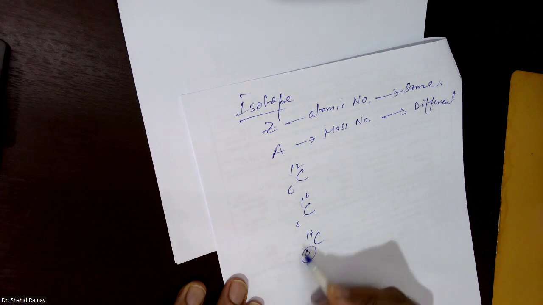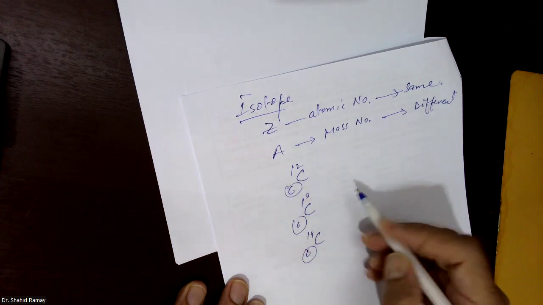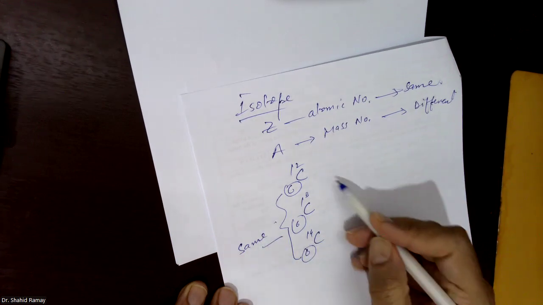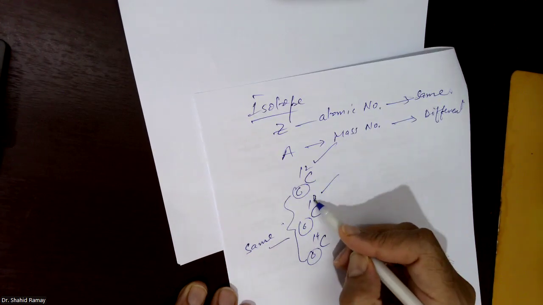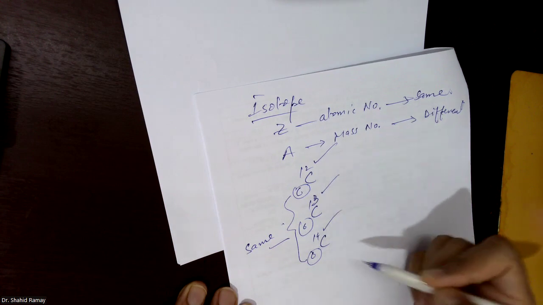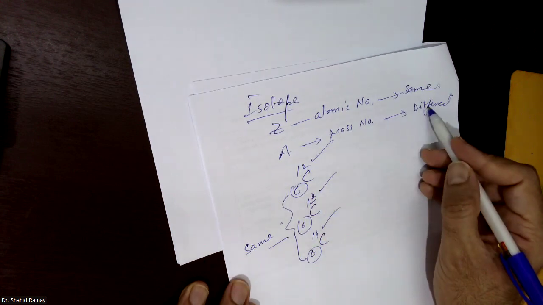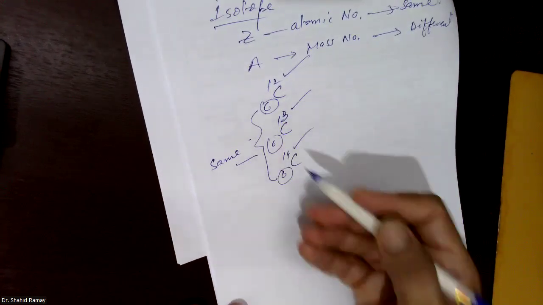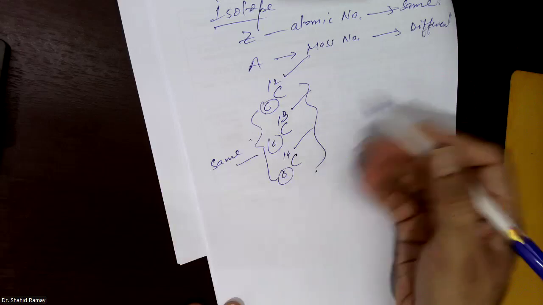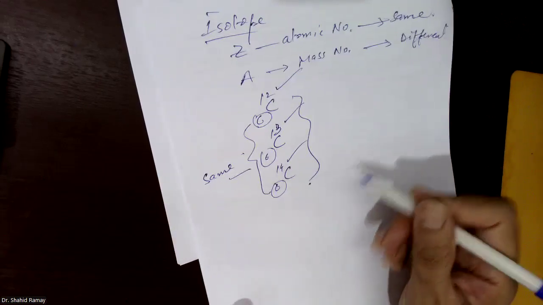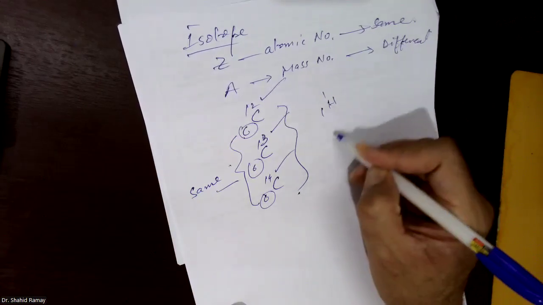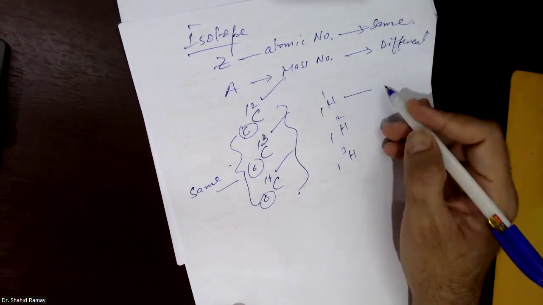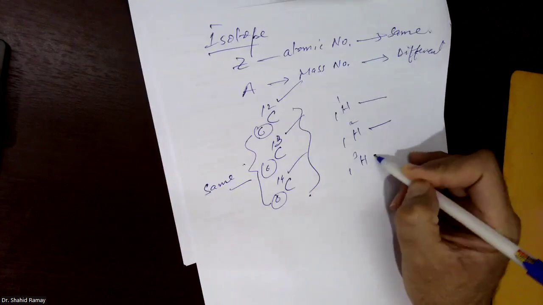So here you can see the 6 is the Z value and that is the same. But this value, here 13, here 14, these are changing. So it means A is different and Z is same. So this type of elements, these are called the isotopes. Similarly, we have hydrogen isotopes, 1H1, 1H2, and 1H3. So this is called protium, deuterium, and tritium.